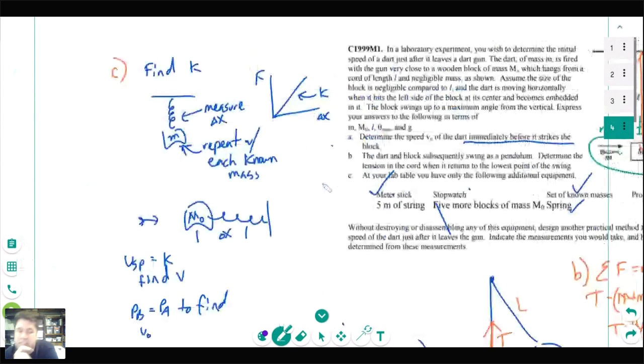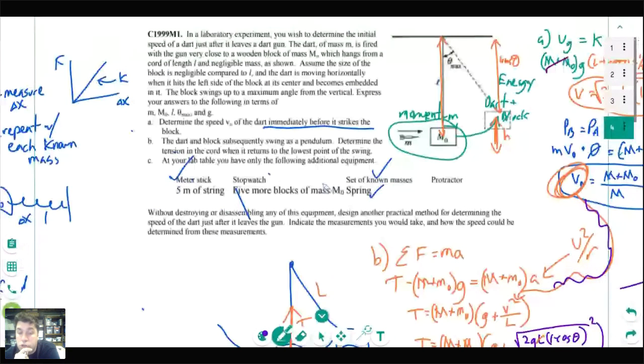Other options, just think about, I don't think they gave us enough stuff for it. Oh wow, they did give us a stopwatch. I'm thinking, do you shoot the dart straight up and do kinematics? Or potential energy turns into kinetic energy. It's got to be kinematics because we have a stopwatch. So you can time until the dart falls back down again. Half that time is when it stops. You know the acceleration is g. I'm liking that one.